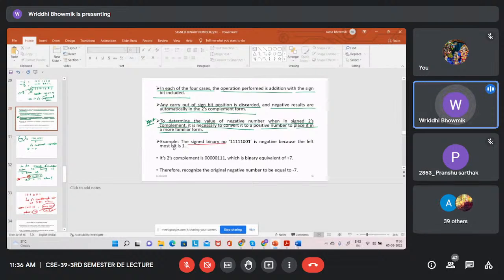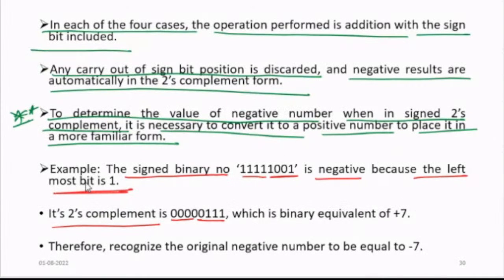Suppose the signed binary number 1111 1001 is negative because the leftmost bit is 1. Now the twos complement of this number is 0000 0111, which is equivalent to +7. But because there is a 1 at the leftmost position, the correct answer will be -7.